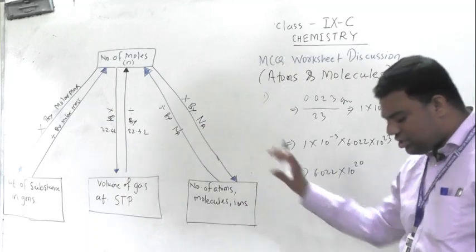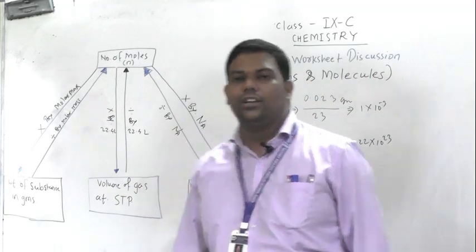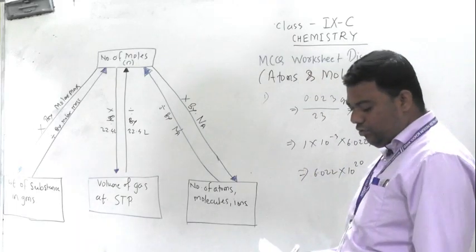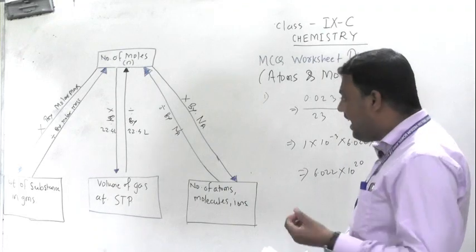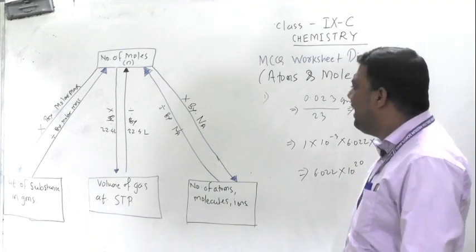Now concentrate on the hints, the explanation of that question. You will see the answer there: option A, 6.022 into 10 raised to 20 atoms.